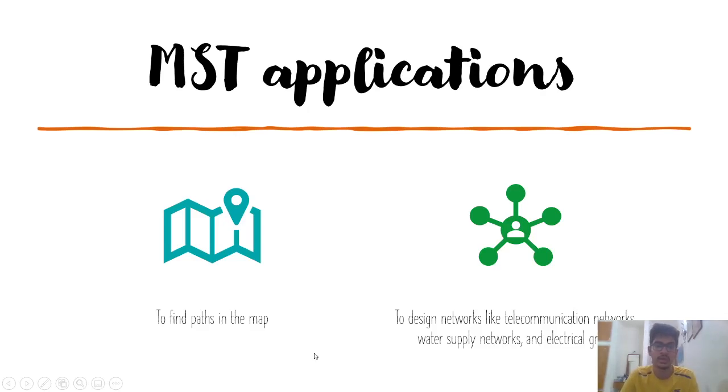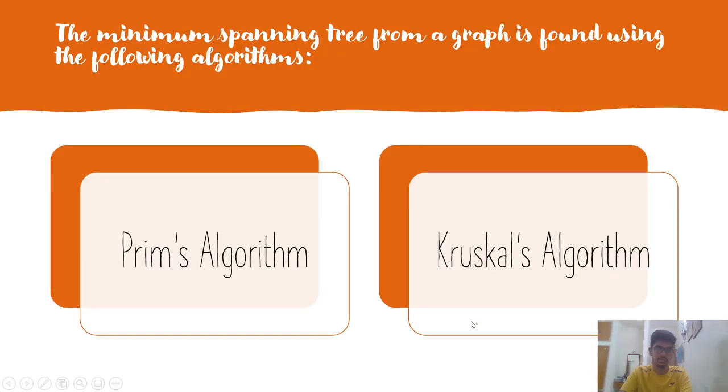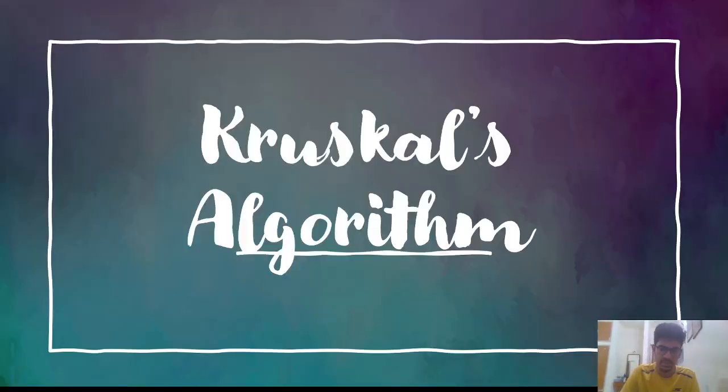Now coming to where MST is used and its applications. MST, the minimum spanning tree, is used to find paths in a map and to design networks like telecommunication networks, water supply networks and electrical grids. The minimum spanning tree of a graph can be found using Prim's algorithm and Kruskal's algorithm. But in this video, we're only going to learn how we can find the minimum spanning tree using Kruskal's algorithm. So let's see what Kruskal's algorithm is.